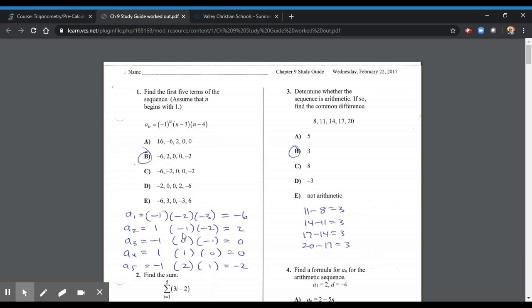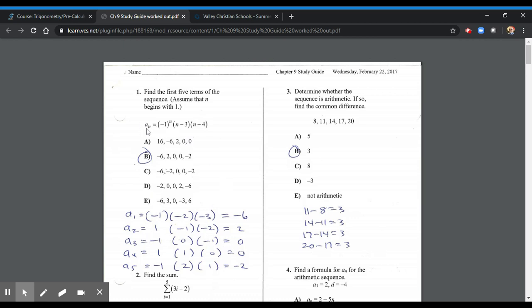2 minus 1 is negative 3. 2 minus 4 is negative 2. 1 times negative 1 times negative 2 is a positive 2. A sub 3, negative 1 to the third is negative 1. Well, 3 minus 3 is 0. 3 minus 4 is negative 1. That multiplies through to 0.